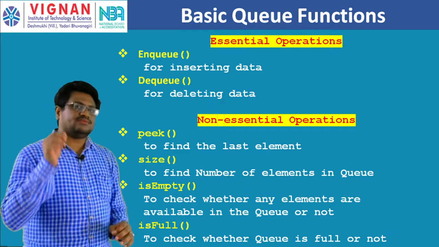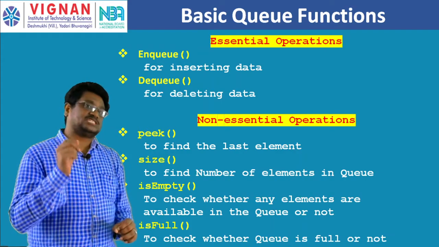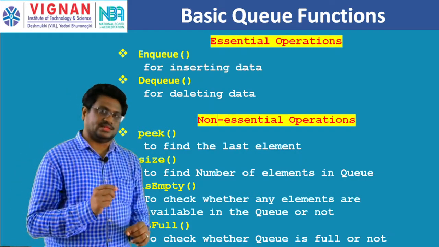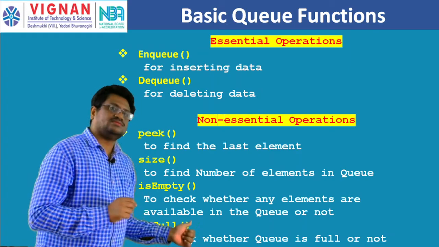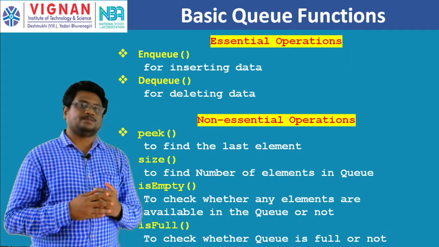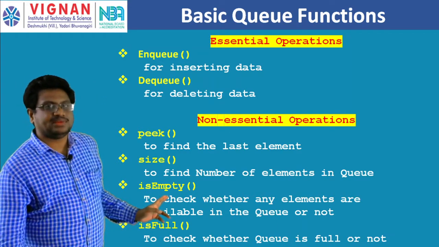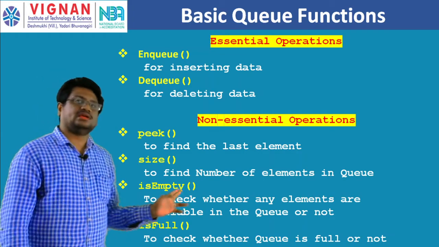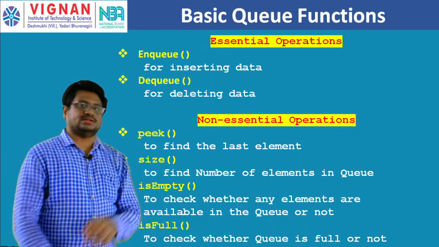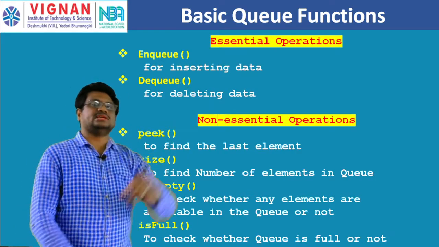If any one place is available for insertion, then it will produce false, that is 0. So I can insert a value. Am I right? So this is the empty function. This functionality I can use at the deletion. This full functionality I will use in insertion.